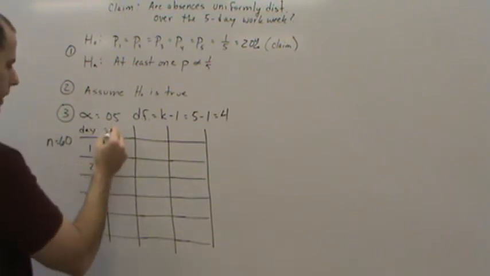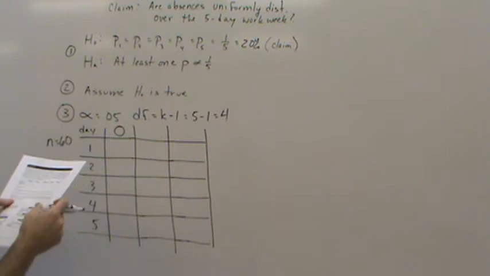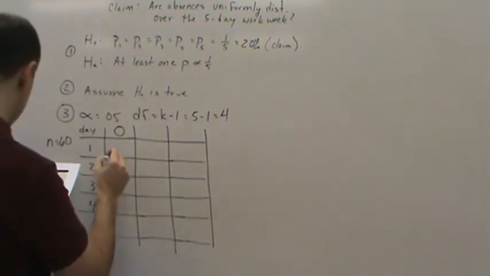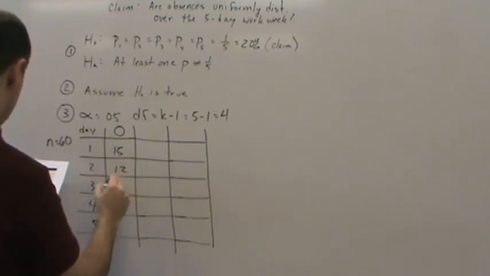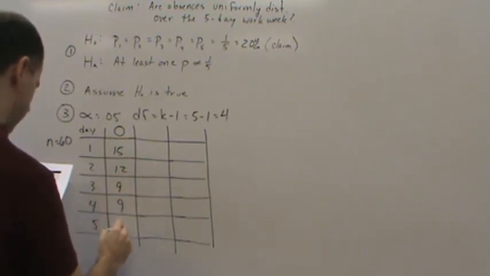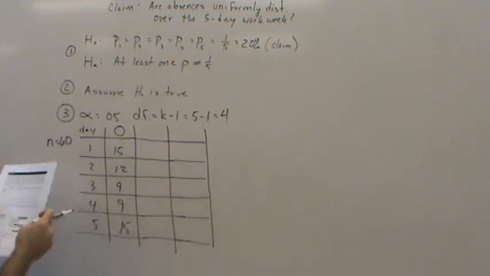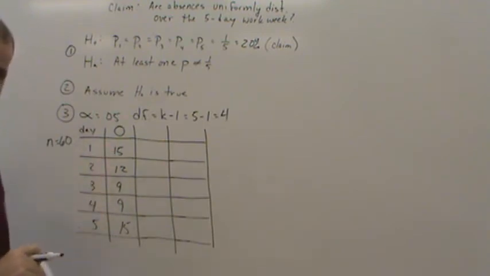And so now I'm going to write down the observed values. The observed values are what's in the table, so I'm going to write down what's in the table. On Monday, there's 15. Tuesday, 12 absences. Wednesday is 9. Thursday is 9. And Friday, 15. Okay? So look at that. It's kind of strange. Friday and Monday both hit the highest.